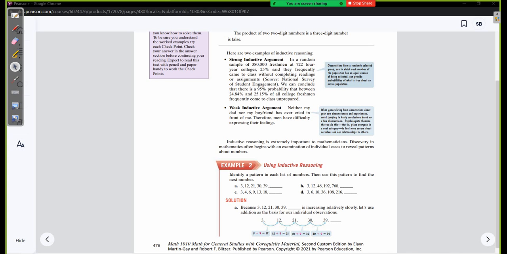So inductive reasoning is extremely important to mathematicians. Discovery in mathematics often begins with an examination of individual cases to reveal patterns about numbers. And we'll get into these patterns here in a moment.